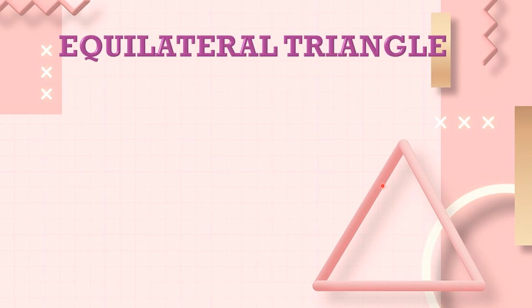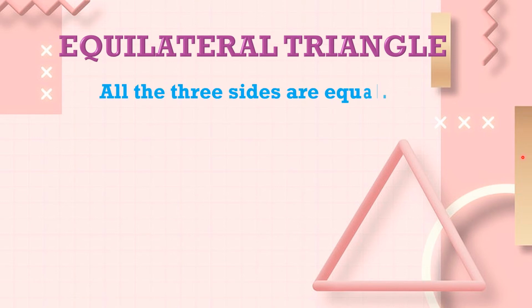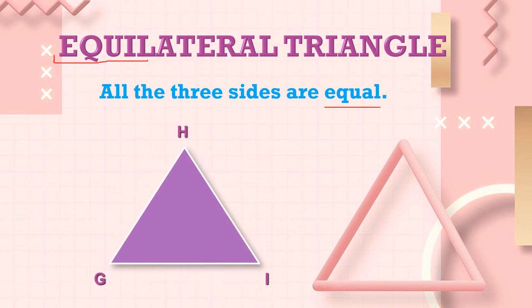Now the next is an equilateral triangle. An equilateral triangle is a triangle in which all the three sides are equal. See here, from this word only, equilateral, equi means equal. So here all the three sides are equal. Now look at this triangle GHI. Here all the three sides are equal, so we will say that this is an example of an equilateral triangle.